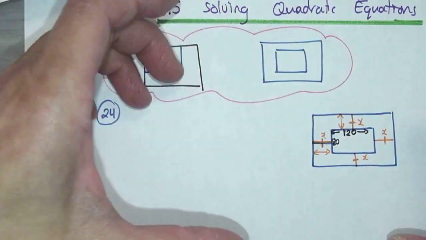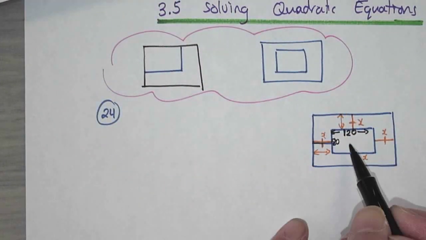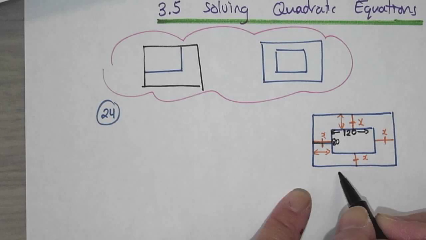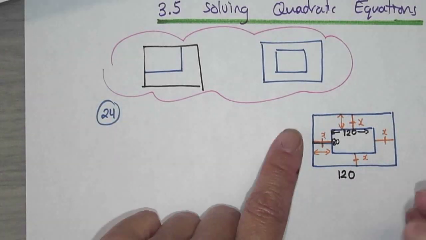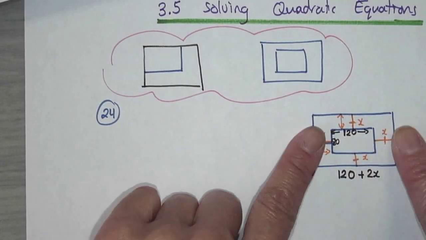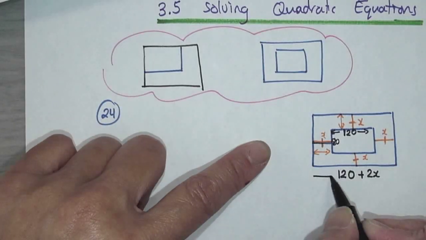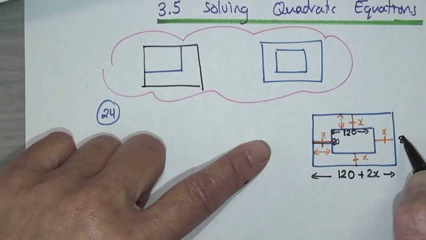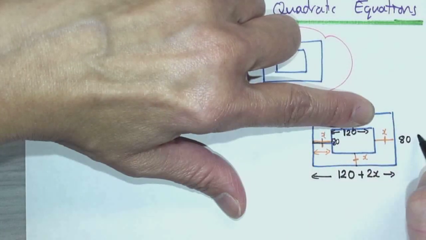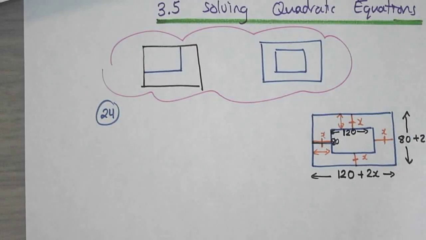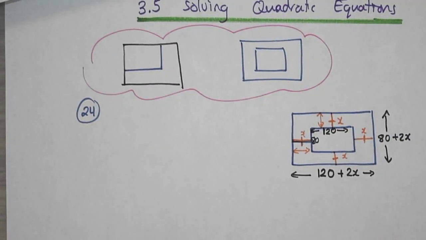Sometimes we give you the outside dimensions and you move inside to the smaller part. But this time they gave you the inside dimension and they want the grass around it. If I'm moving from the inside out, the outside dimension is going to be 120 plus 2x, since I added 2 strips, one on either side. Here, the 80 grows by 2 x's on either side. So it's 80 plus 2x and 120 plus 2x. Okay, that's what's given in the question.